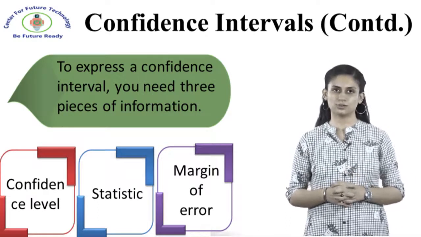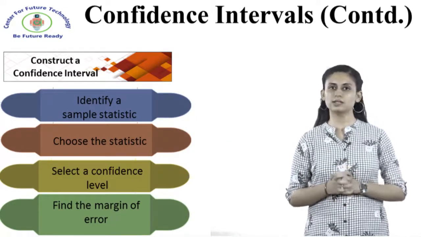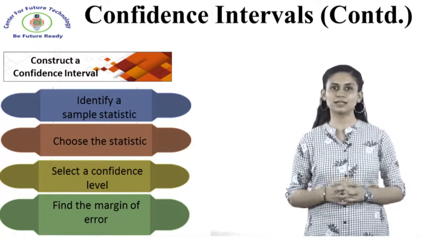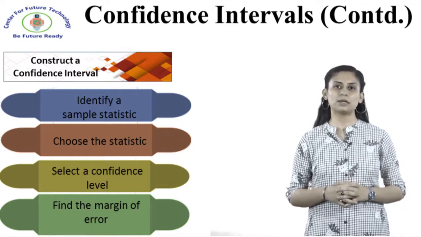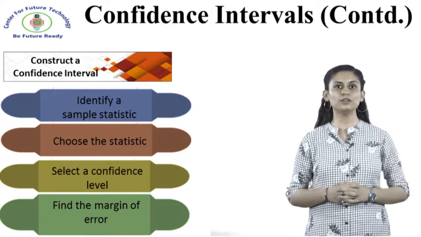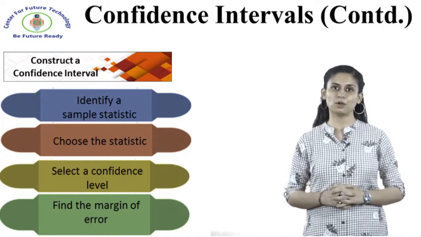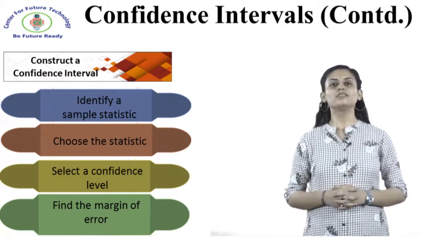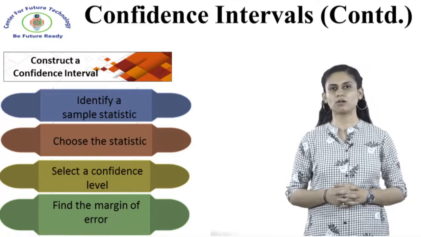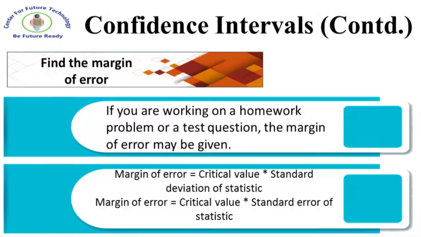Constructing a confidence interval: there are four steps. Identify a sample statistic. Choose the statistic that you will use to estimate a population parameter. Select a confidence level. As we noted in the previous session, the confidence level describes the uncertainty of a sampling method. Often researchers choose 90%, 95% or 99% confidence levels, but any percentage can be used. Find the margin of error.